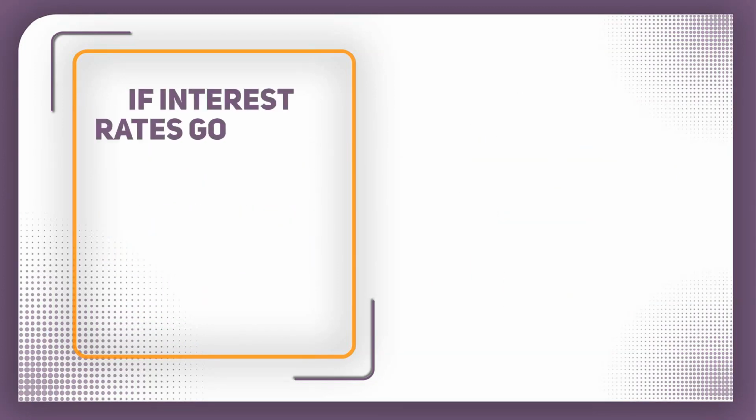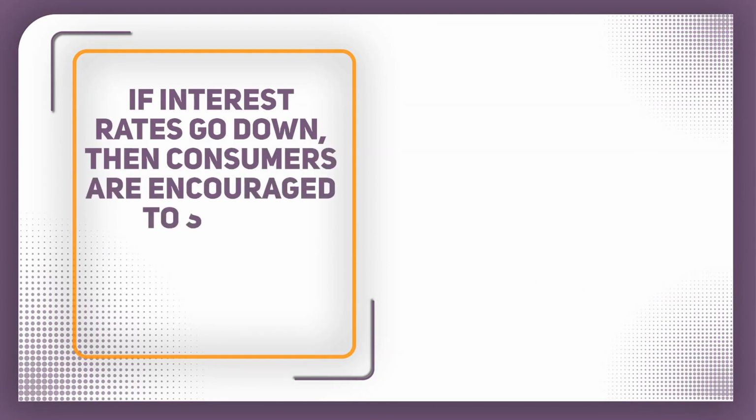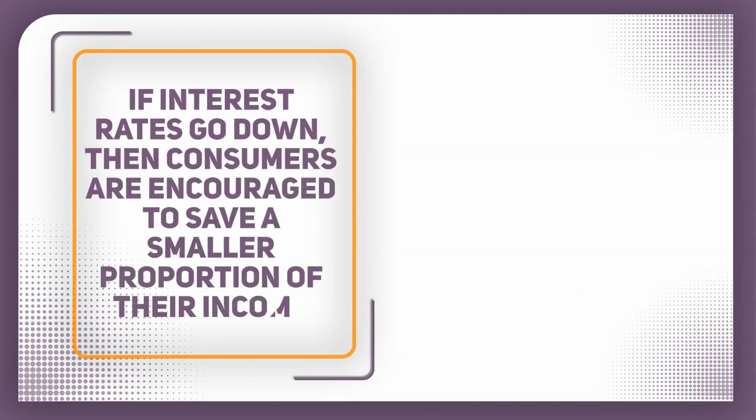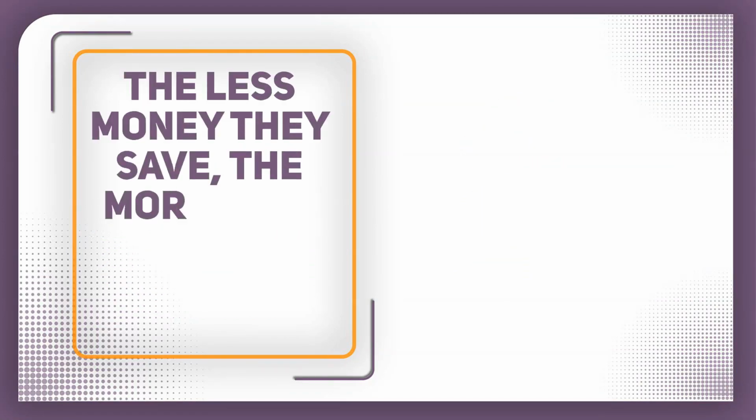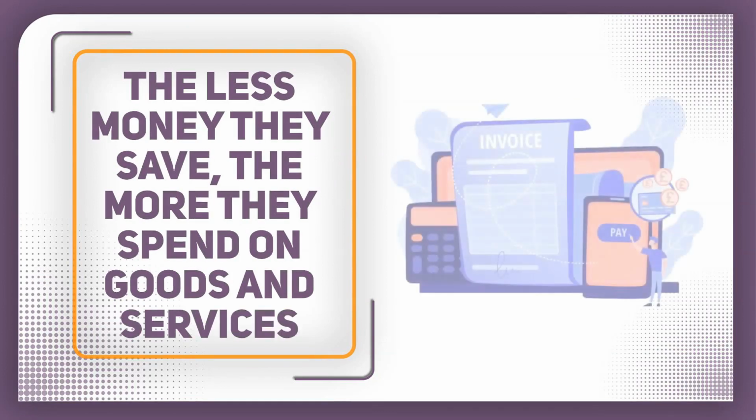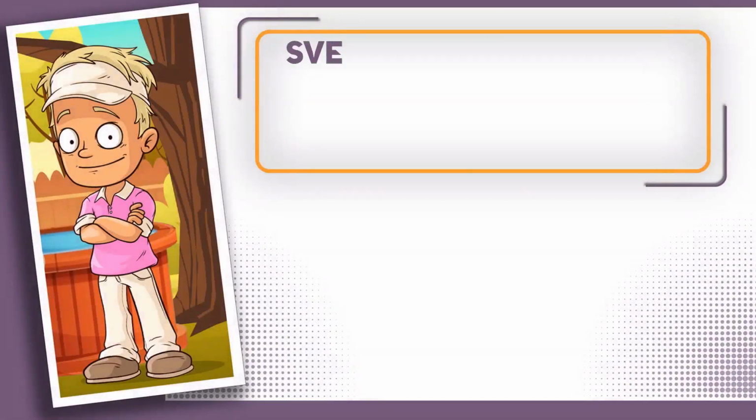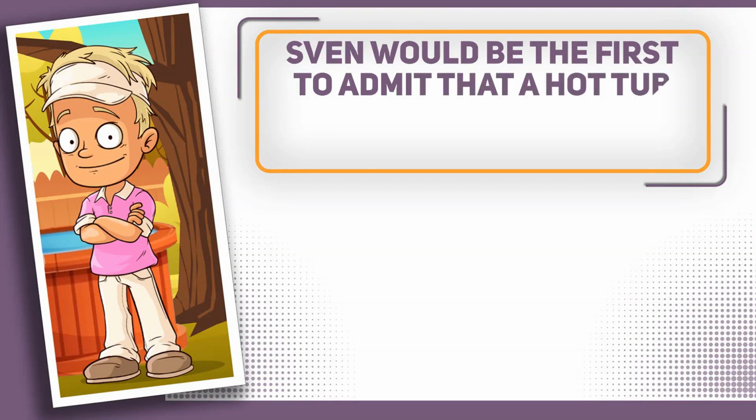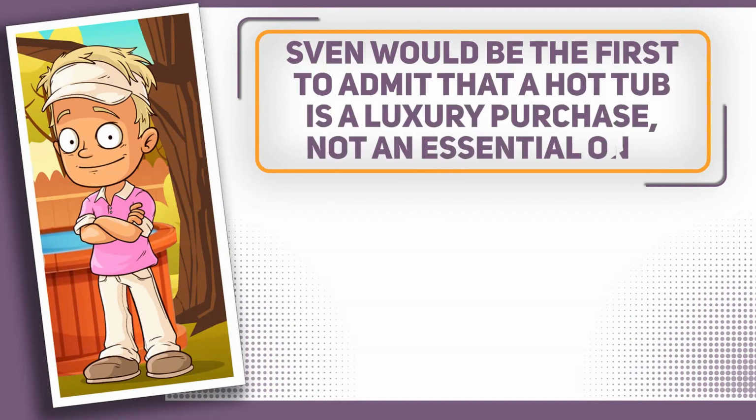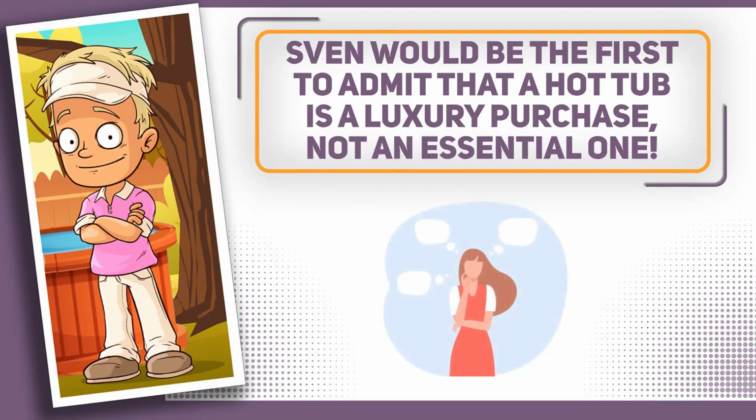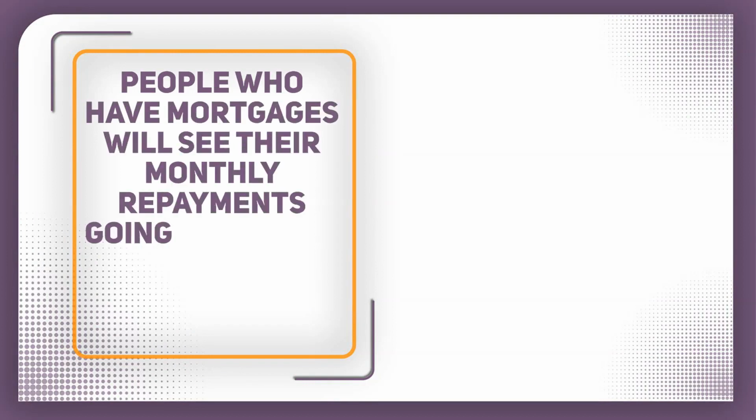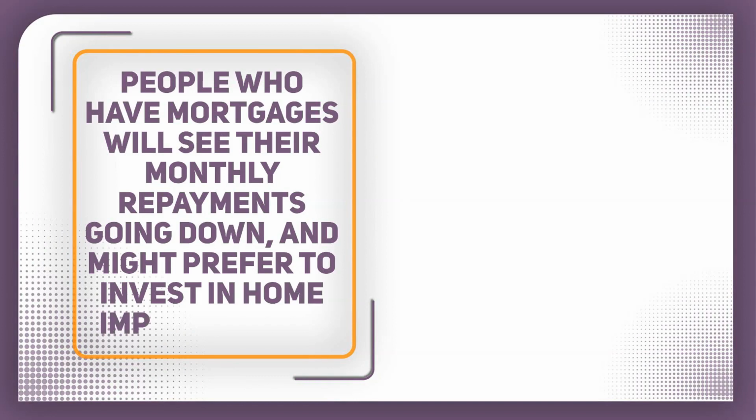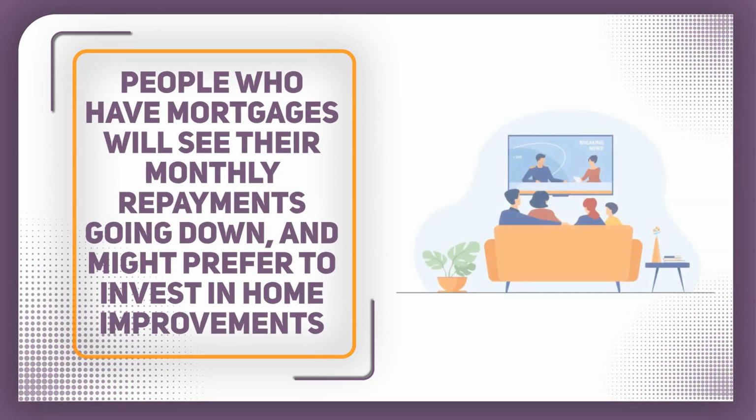Now, if interest rates go down, then consumers are encouraged to save a smaller proportion of their income because they will earn less interest. The less money they save, the more they spend on goods and services, which is good for business. Sven would be the first to admit that a hot tub is a luxury purchase, not an essential one. Fortunately, when he launched the company, interest rates were low, and this meant that people were less likely to save a big chunk of their wages and preferred instead to spend it on luxuries, like hot tubs.